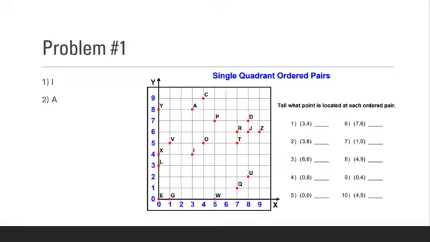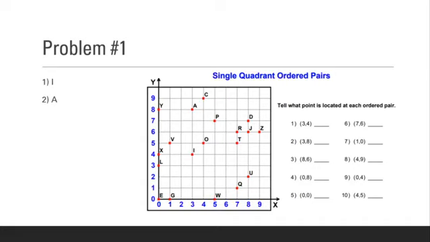We're going to go to number 2, at A. A is at 3, 8. Okay? So this is a lot easier because it's only a single quadrant. All you have to do is make sure you find your X first and then your Y. And it's a lot harder to mess up these problems.